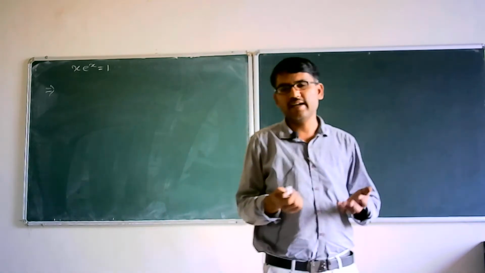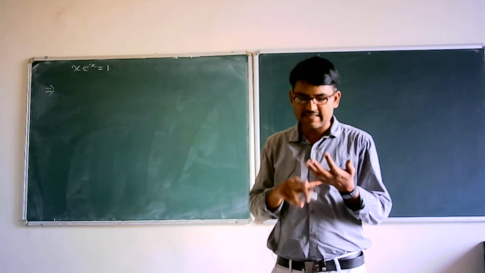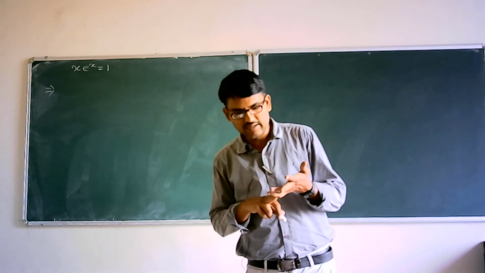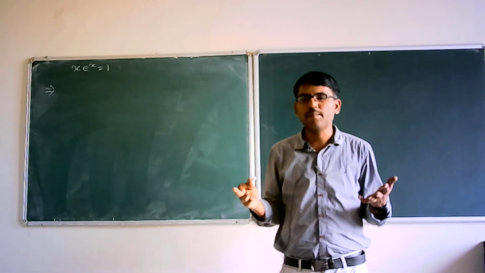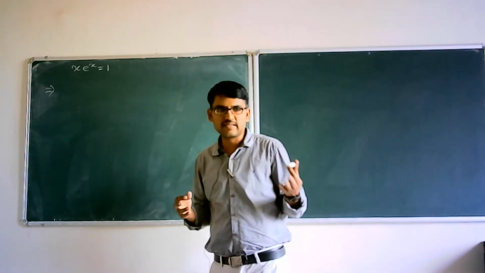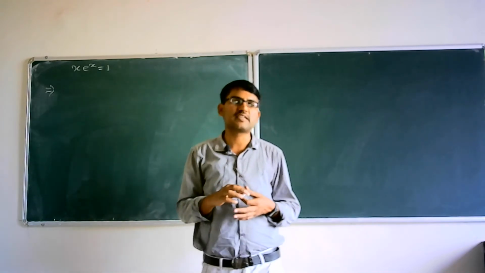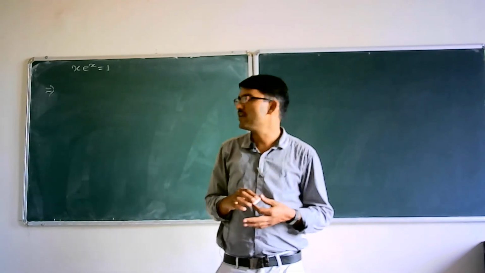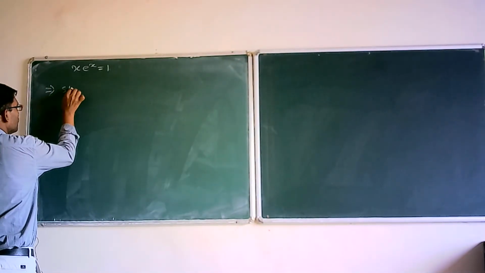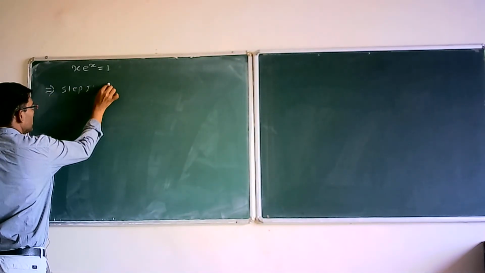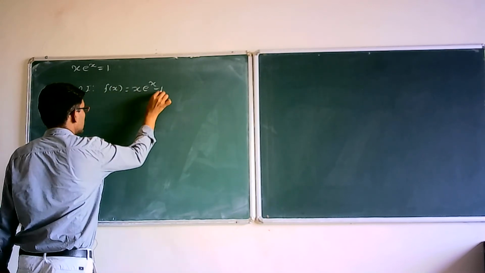Already I have told you that the bisection method, regula falsi method, all these methods give an approximate solution to algebraic equations and transcendental equations. If you observe, this is a transcendental equation because it contains an exponential function. So now to determine the root of this equation, what is our first step? We want to write this equation in standard form: f of x is equal to x e raised to x minus 1.